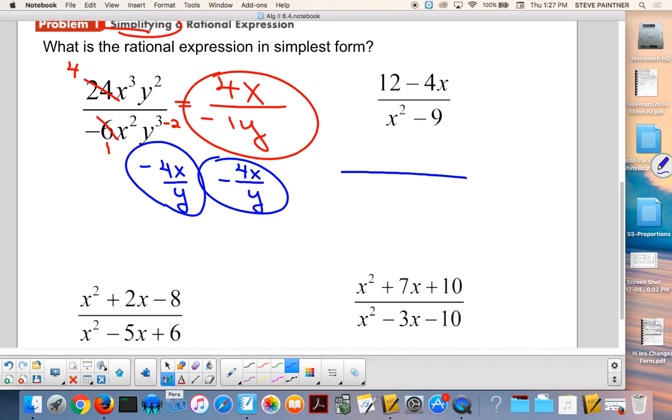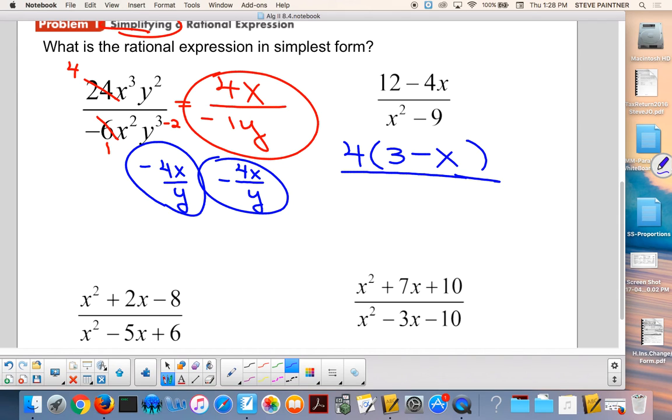The top was factorable. How, John? I don't know. Elizabeth. The greatest common factor is 4. Okay, greatest common factor is 4. Take it out. What's left, Elizabeth? 3 minus x. She got it. Good job.